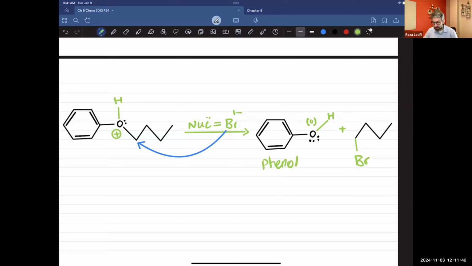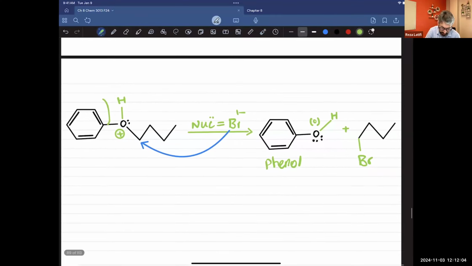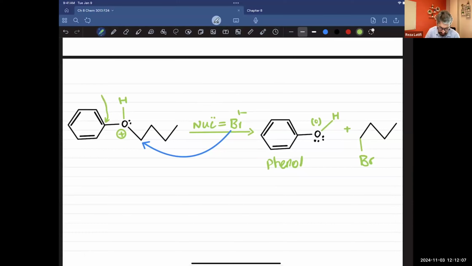Okay, you might ask, why doesn't the nucleophile attack, let's say, this carbon? Why is it going only after the carbon on the right side, and not that carbon? That's not going to happen. The reason for it is that this carbon, forgive me, has sp2 hybridization.